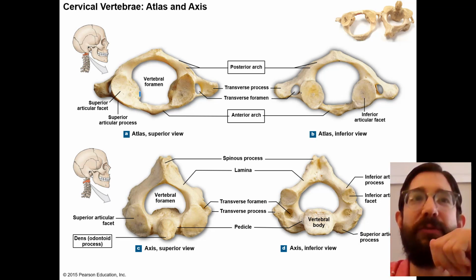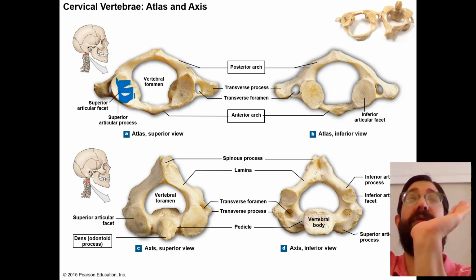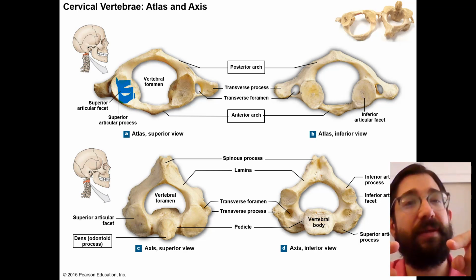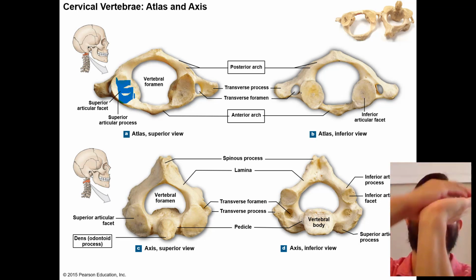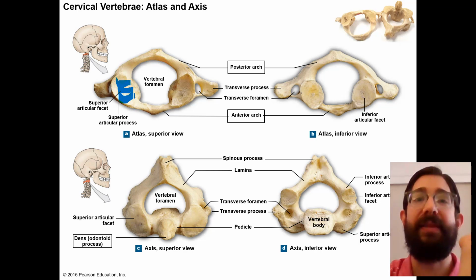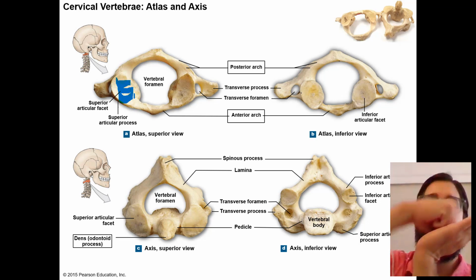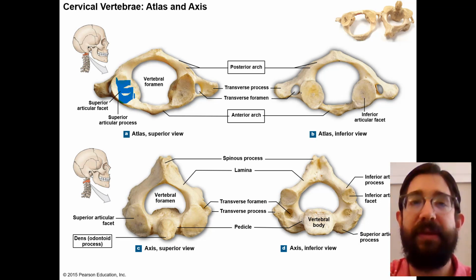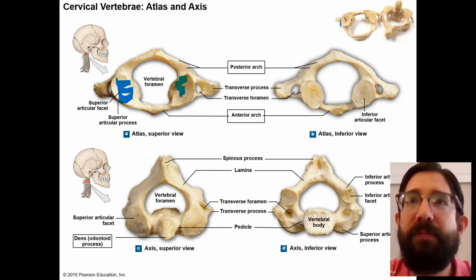So the atlas has these rounded, cup-shaped superior articular processes. And the skull, more specifically the occipital condyles of the occipital bone, rest on the atlas. And when you rock your head, yes, the skull is rocking in those superior articular processes. So keep an eye out for that kind of shape.